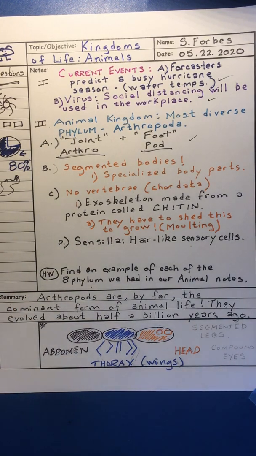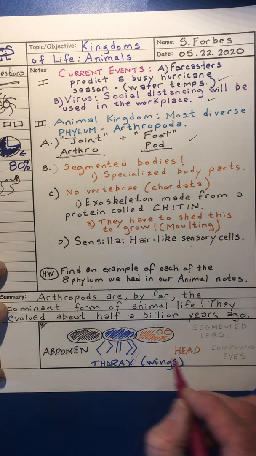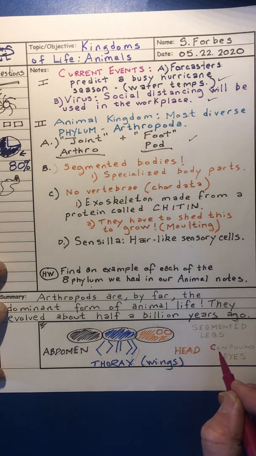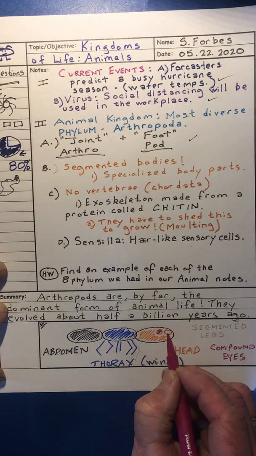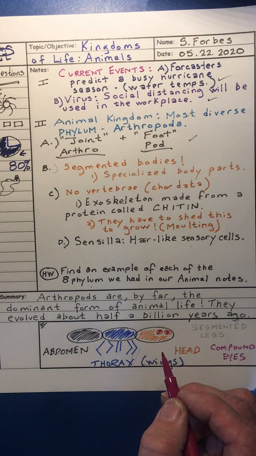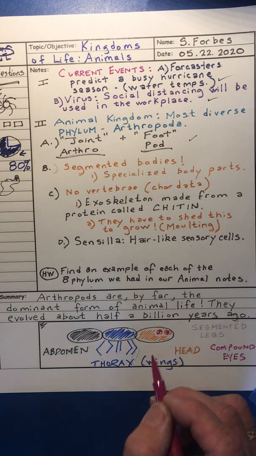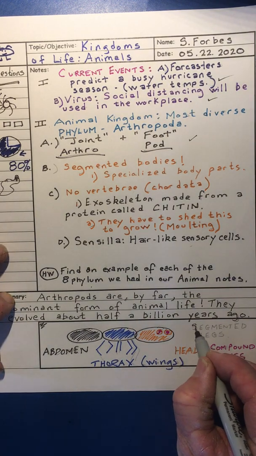We have segmented bodies. If you look at the 3 main segments in an insect's body, the things to look for right here on the head are compound eyes. They generally, not all of them, but they generally do not have eyes anything like human eyes. They have eyes that allow them to see many different directions at the same time. One of the reasons that flies, for example, are hard to swat is because they can see you coming. That's not the main reason, though. We'll talk about the main reason in just a second.